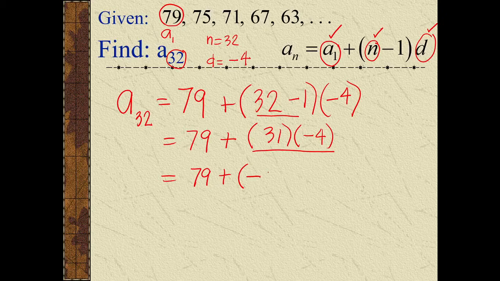Negative 124. Okay, what is 79 plus negative 124? Take note that unlike signs, you need to subtract them. 79 minus 124 is how much? Negative how much?